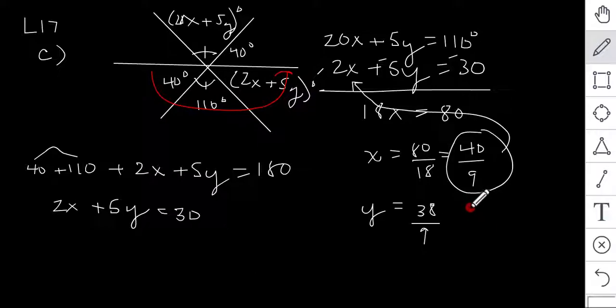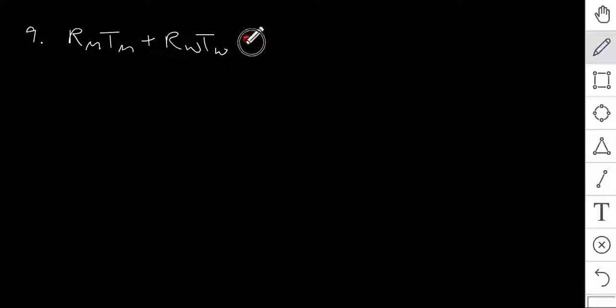Okay, the next one is number 9. Number 9 is a distance problem that you can always rewatch if I erase anything too soon or go too fast. Number 9 is a distance problem without the word. So we can think of this as rate m time m plus rate w time w equals 250. I call this the mother equation. It's the one all the other equations are going to go into.